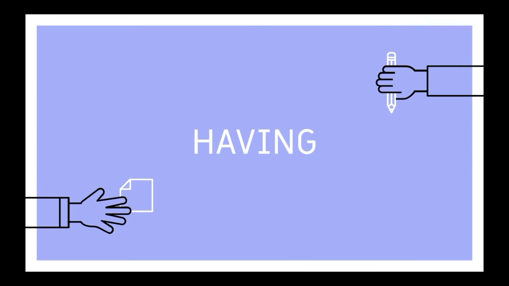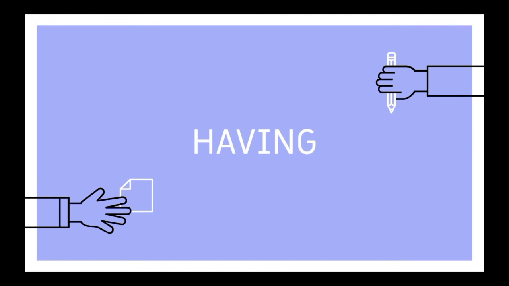HAVING. The HAVING clause was added to SQL because the WHERE keyword cannot be used with aggregate functions. This means that if you want to filter based on the result of an aggregate function, you need another way. That's where the HAVING clause comes in.